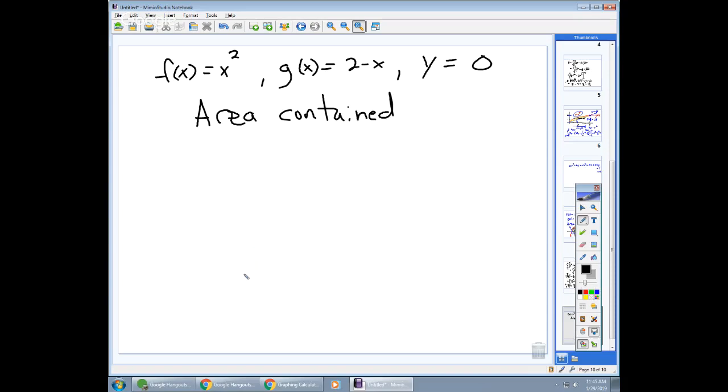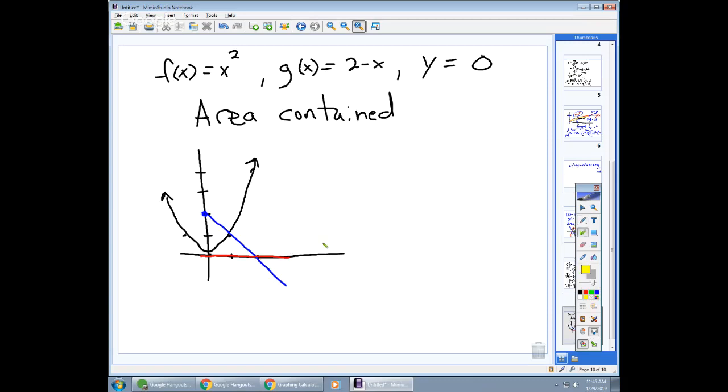Y equals 0? Yes. That mean x squared? We could call that h of x if we want. So these are my 3 functions right there. So if I graph this, x squared does something like this. Best of my ability. 2 minus x starts up here and then drops down like that. And then y equals 0 is right there. So the area contained here is this funky, almost triangle-looking thing, is the area contained by these 3 things.